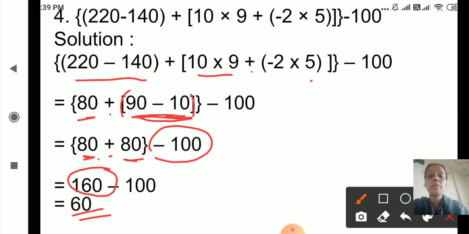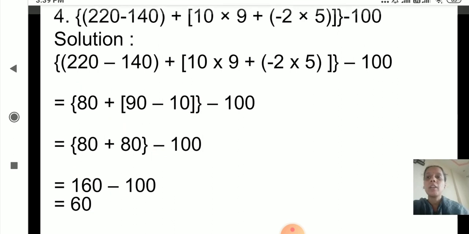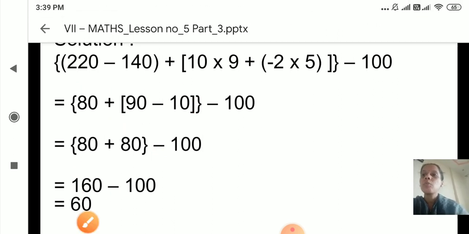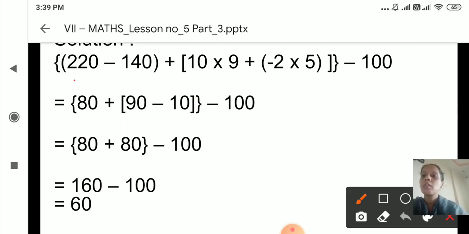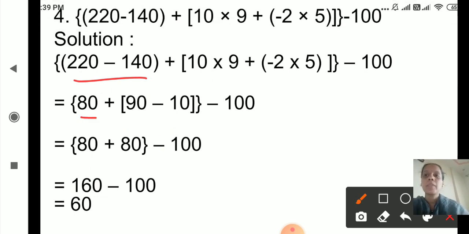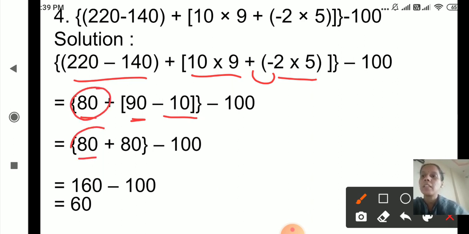Hope we are clear with this sum. Okay, what we did, first we do 220 minus 140, that is 80. Now 10 multiplied by 9 is 90 and 2 5s are 10, and plus minus is minus, so minus 10 we have written here. Now in the next step, 80 we will write down as it is, this 80 we have written as it is here.